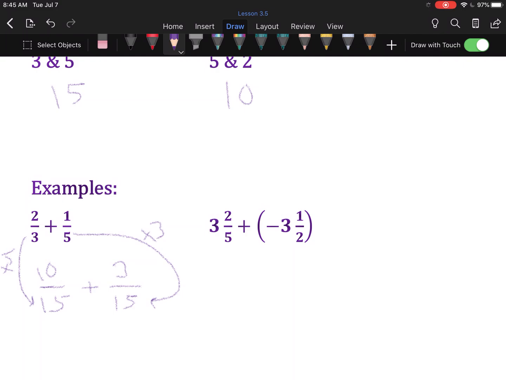10/15 is 2/3 in disguise. 3/15 is 1/5 in disguise. We just have to put these into a different form so that we can actually add. Now that the denominator is the same, 10 plus 3 is 13, and the denominator is still 15, and we're done.